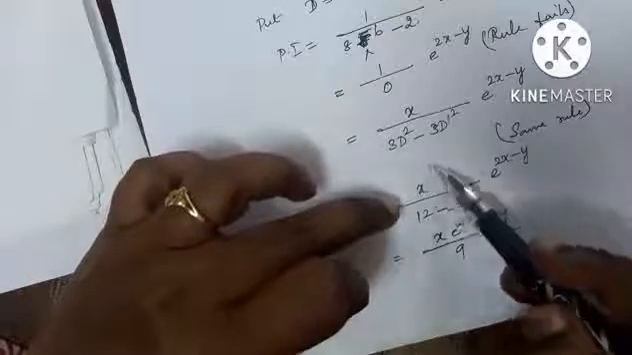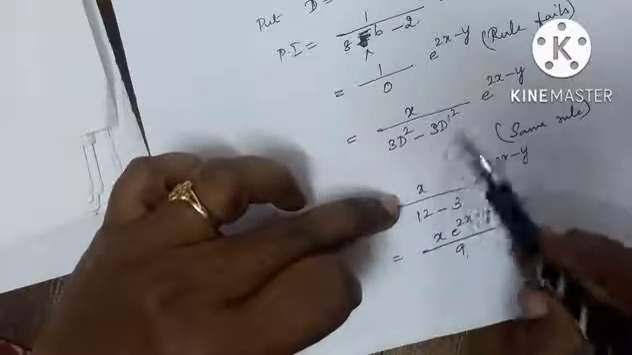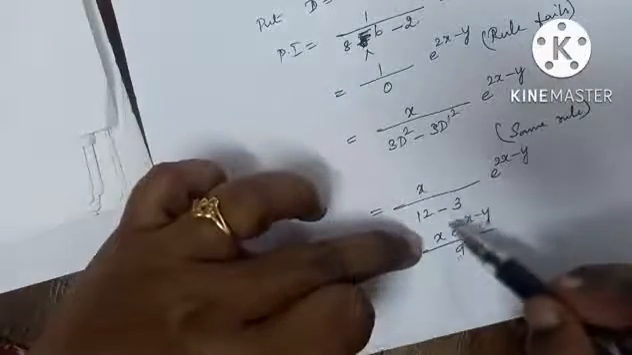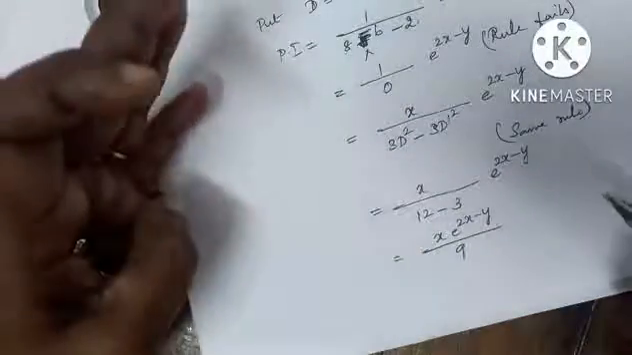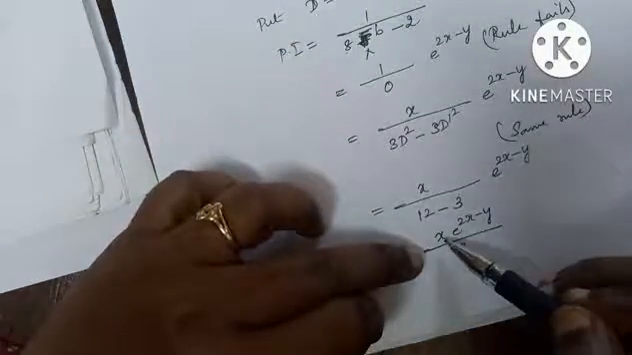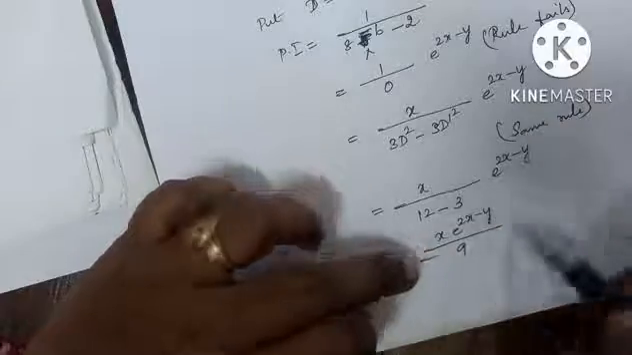Which completes the problem. So this x shows the rule fails once. In case it fails again, you have to put another x, which becomes x square. That x square shows the rule fails twice. Okay? So the rule fails once, and this is the answer.